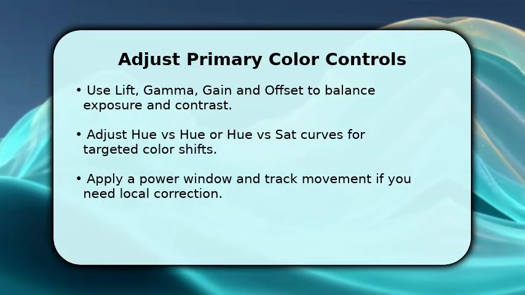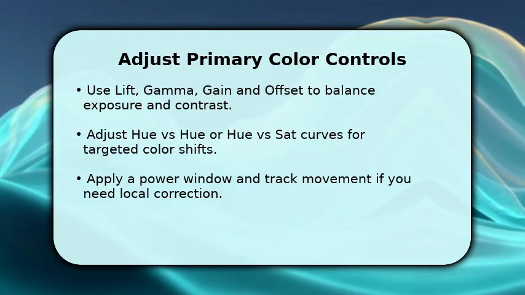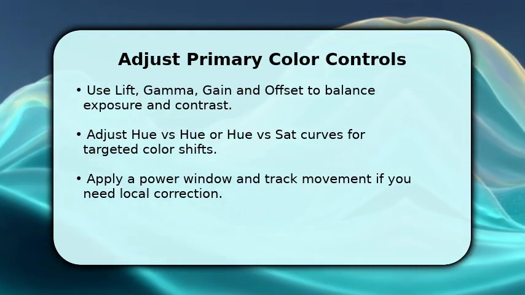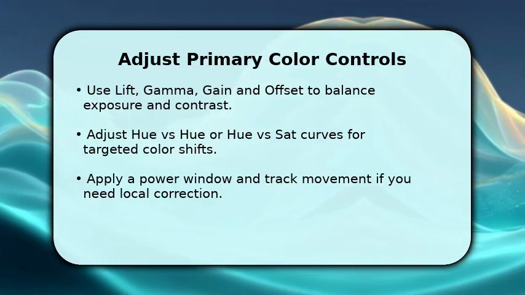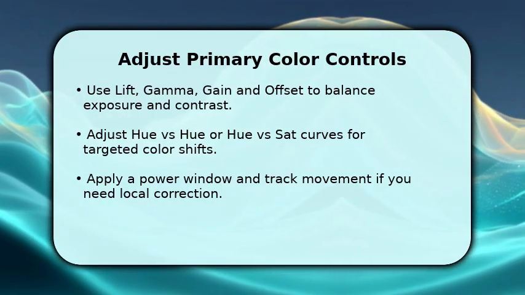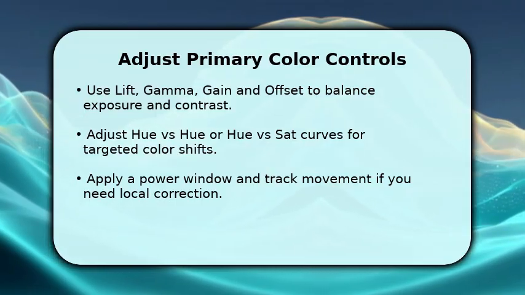Switch to the Curves tab to adjust hue versus hue or hue versus sat curves for targeted color shifts. Add a node and create a power window to isolate a local area for correction. If the subject moves, use the tracker to follow motion automatically.